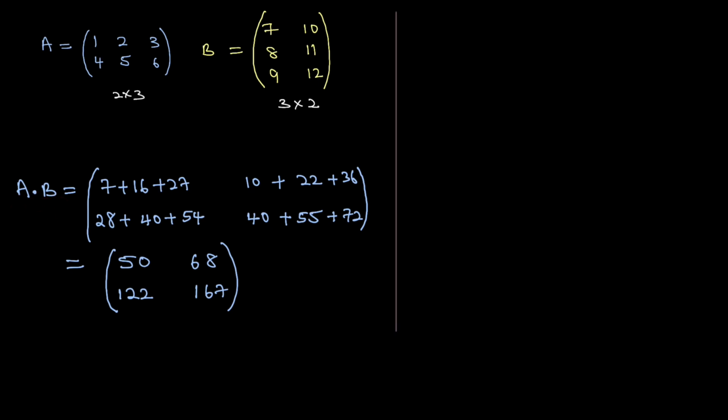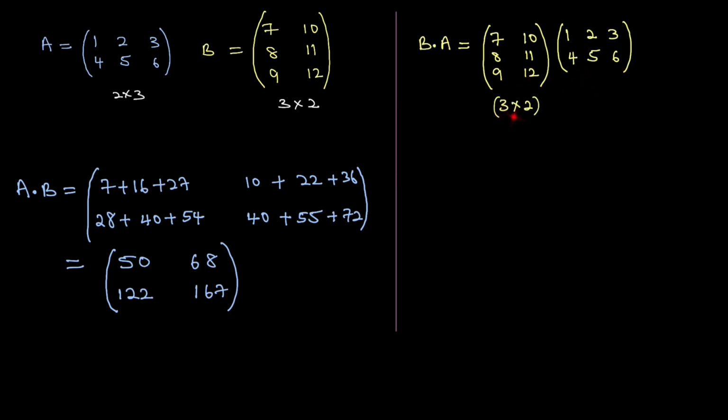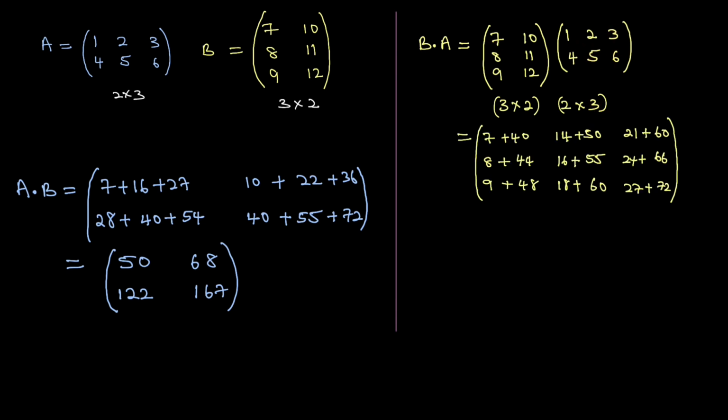Now we need to do matrix B times A. This is B, and that's A. B is 3 by 2, with 3 rows and 2 columns. A is 2 by 3, with 2 rows and 3 columns. We need to multiply them. The first one is 7 times 1 plus 10 times 4. Then 7 times 2 plus 10 times 5. Then 7 times 3 plus 10 times 6.